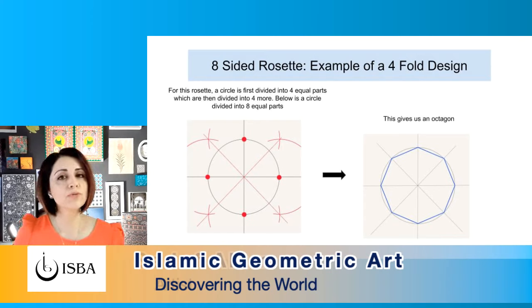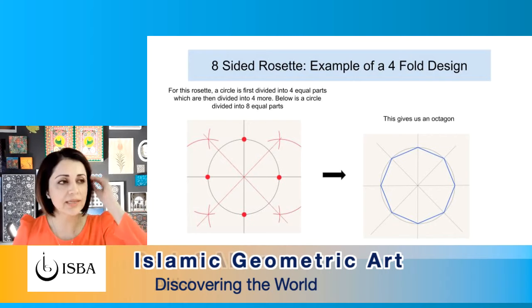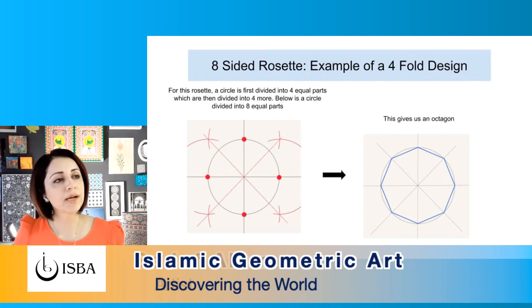So because it's a 4-fold pattern, you start out by dividing the circle into 4 equal parts. And then since we're creating an 8-sided rosette, we further divide that circle. That's what you see, the construction lines on the left-hand side. And on the right, what you see is how you end up with an octagon. Again, in a step-by-step tutorial, there will be at least 5 or 6 different steps that I've skipped over for this presentation. Next slide, please.